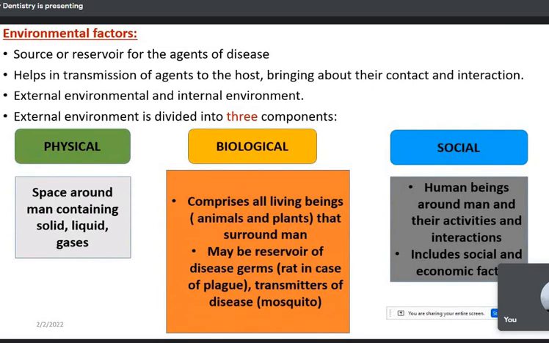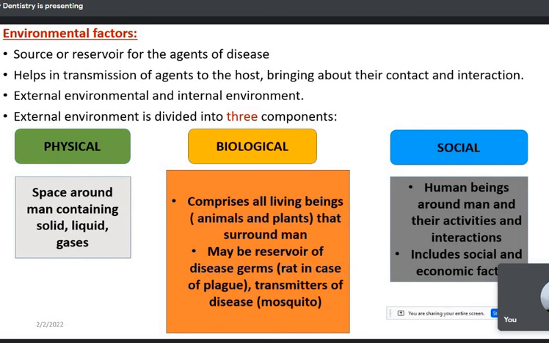So there is another thing called the environment. That is the source or reservoir of the agent. Where do you find the agent? It is present in the environment. So it is the environmental factor that will actually cause the interaction of the agent and the host. Mainly, we have to understand there is the external environment and the internal environment. The external environment is whatever is around you, and the internal environment is the one which is present inside your body.